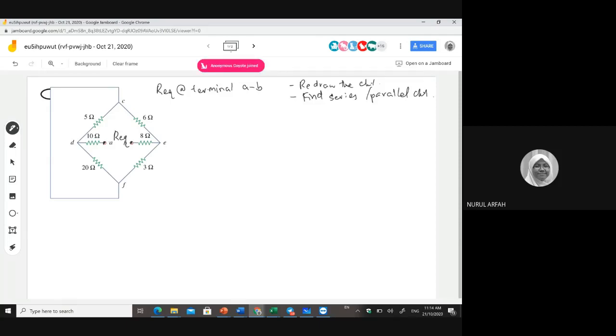You can unmute yourself and then discuss with your friends here. Where to start first? Maybe you can start from A, or maybe, what do you think? 5 and 20, are they in series or parallel? You can discuss with your friends. Or is there any parallel resistors here? What do you think? And which one? Which one is in parallel?